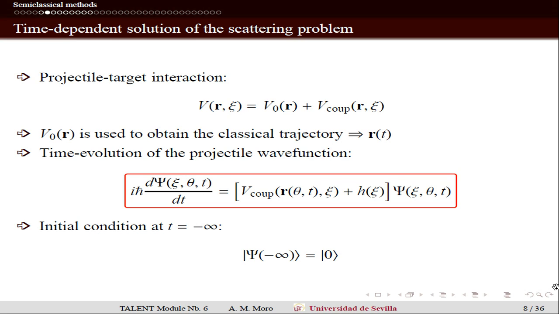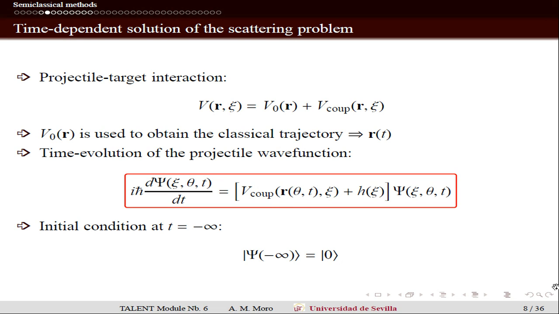So this equation has to be solved with some boundary condition, as always. Our boundary condition is that at t equals minus infinity, when the projectile and target are very far apart, the projectile is, for example, in the ground state, that we denote like this. This is a natural initial condition.